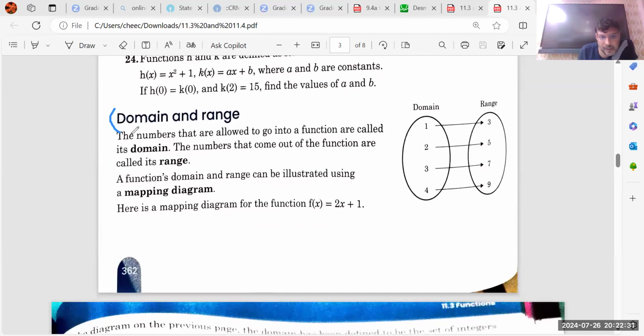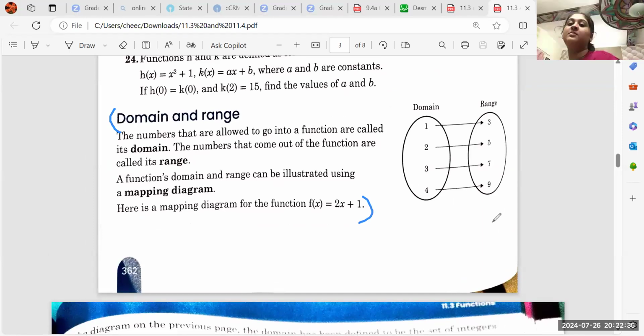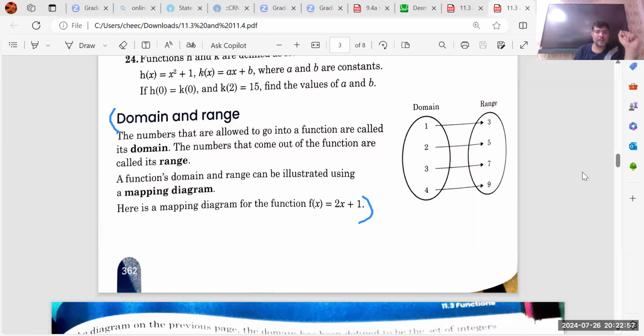Anne, please read. The numbers that are allowed to go into a function are called its domain. The numbers that come out of the function are called its range. A function's domain and range can be illustrated using a mapping diagram. Here is a mapping diagram for the function f of x equals 2x plus 1.